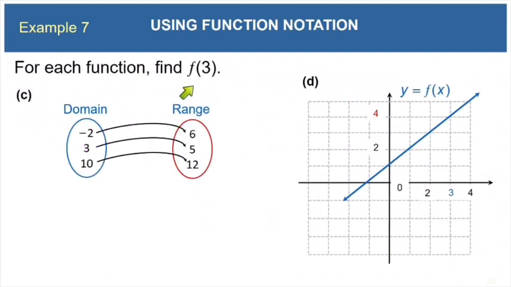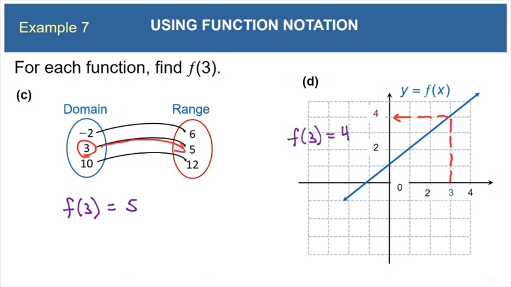And here on the last two parts, we are still finding f of 3. So here is a function written in that mapping notation. So in this case, when x is 3, y is 5. So in this function, f of 3 equals 5. And here in part D, we have a graph. And so the question is still the same, find f of 3. In other words, when the x is 3, what is y? Well, if I go out here to where x is 3, I can find out that when x is 3, y is 4. So in this case, f of 3 equals 4. And it is just that easy.